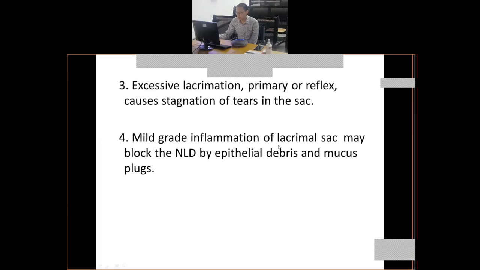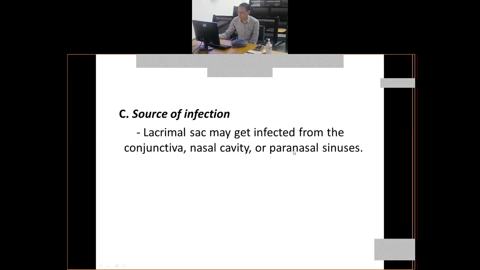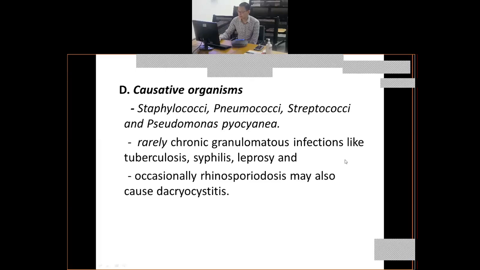Then mild-grade inflammation of the lacrimal sac may block the nasolacrimal duct by epithelial debris and mucous plug. Then obstruction of the lower end of the nasolacrimal duct by nasal disease like polyp, DNS, tumors, atrophic rhinitis. Then sources of infection may be from the surrounding structures like conjunctiva, nasal cavity, paranasal sinus.